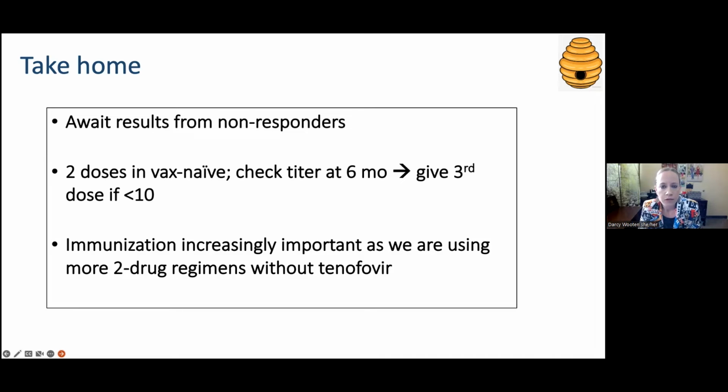It's unclear what we're supposed to do if we do, in fact, end up giving 3 doses and people still don't seroconvert. So I think we'll have to wait for guidance and potentially more data to inform that scenario. And I think this is a good reminder that we need to really be on top of making sure that our patients do receive hepatitis B vaccination if they're not immune, because we are using more and more 2-drug regimens, which don't contain tenofovir. And so we want to make sure that our patients are protected.